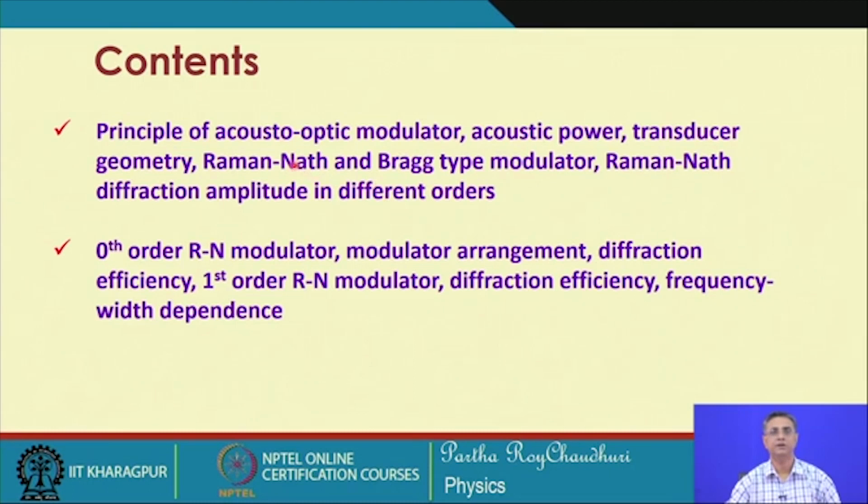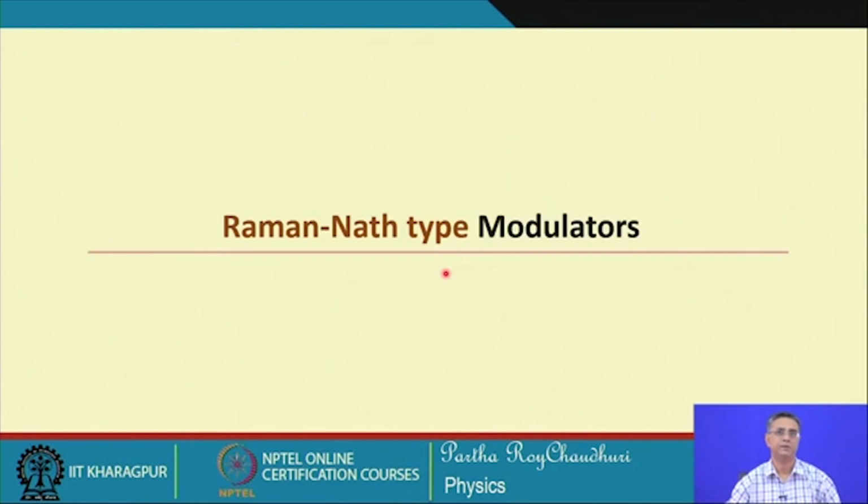Then we will look at the difference between the Raman-Nath and Bragg type of modulator, and consider Raman-Nath diffraction amplitude at different orders. Then we will see that it gives rise to two possibilities. One is that the modulator can be designed with the 0th order diffraction or the first order diffraction, and in both cases we will compare the diffraction efficiency and the frequency dependence of the width. That will complete the discussion for understanding this Raman-Nath type of acousto-optic modulator.